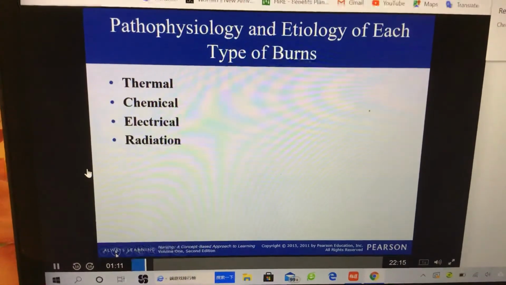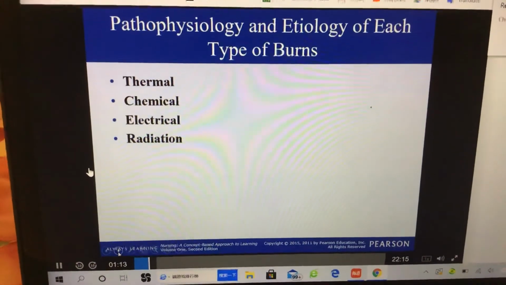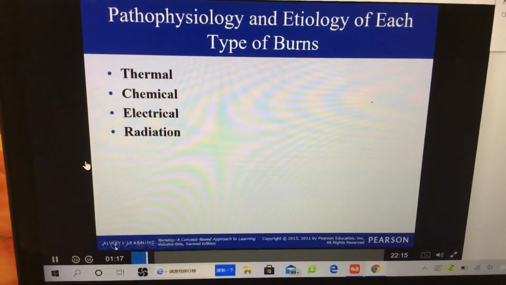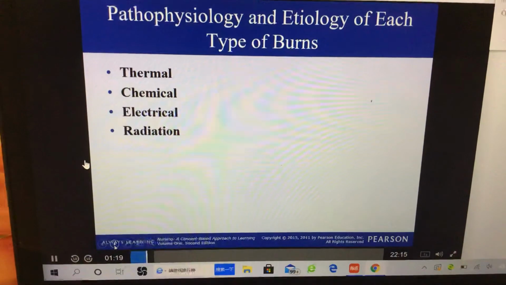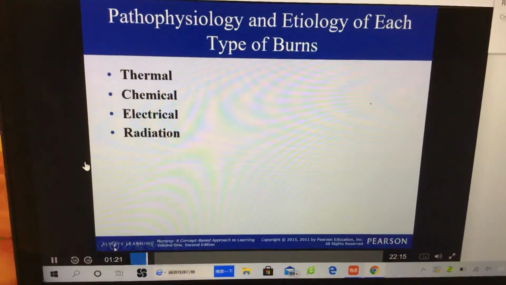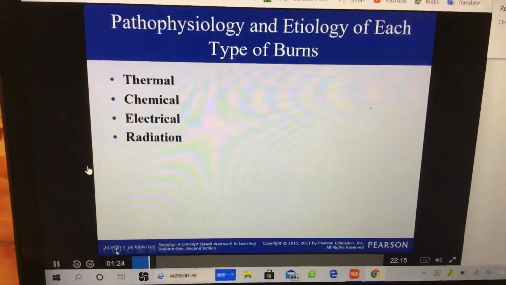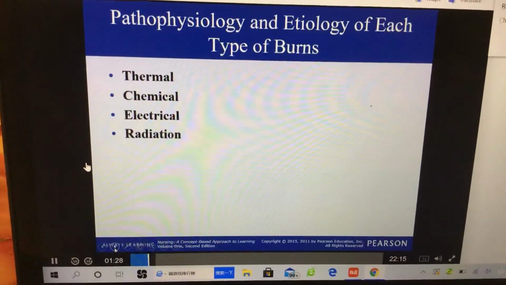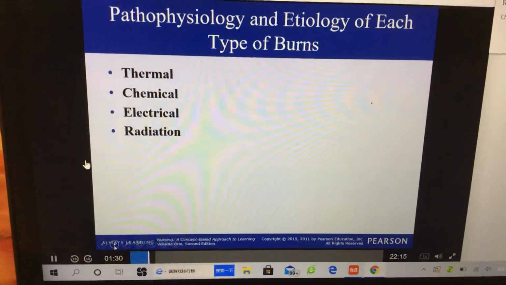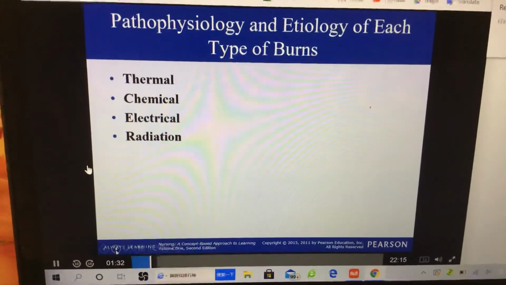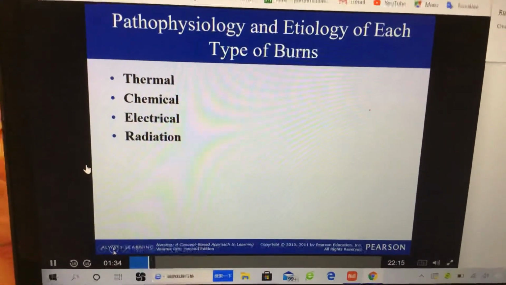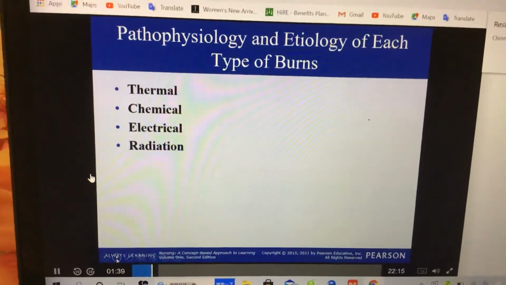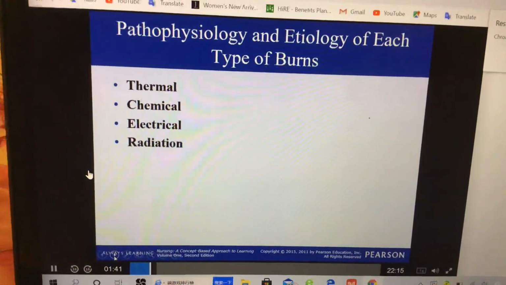Now let's review the pathophysiology and etiology of the four types of burns. Thermal burns are a result of exposure to dry heat from a flame or moist heat from steam or hot liquids. Frostbite is also considered a thermal burn. A contact burn occurs when the skin comes into contact with a hot object. Heating pads can cause contact burns and are especially dangerous for someone with a neuropathy.